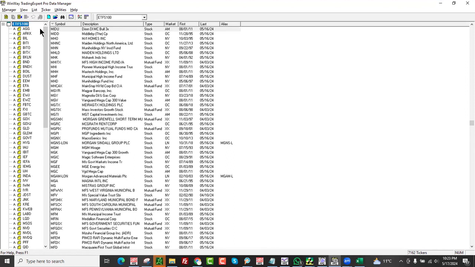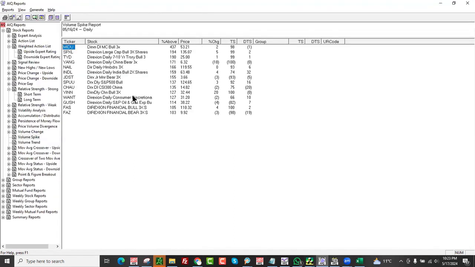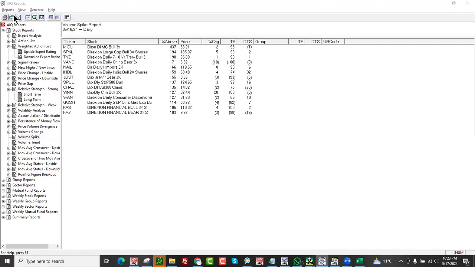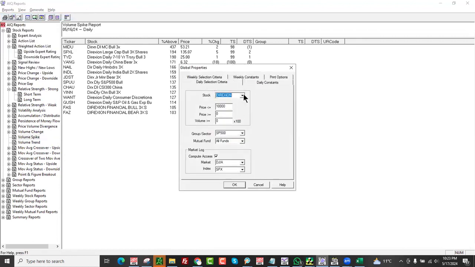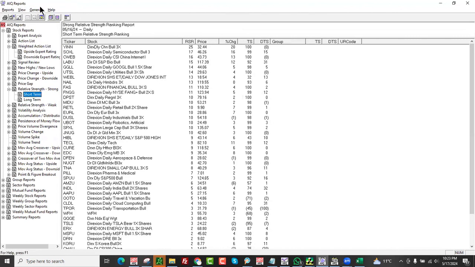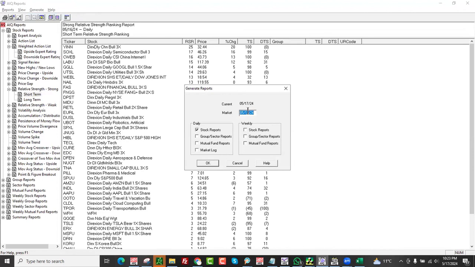So again, I could also take that ETFs 100 list. Since it's in the system, I can run it within our canned reports just by going to global properties here. Moving down to the ETFs 100, there it is right there. And I click OK, and actually, let's just generate the relative strength report for just that selected report, and we'll do that for yesterday.